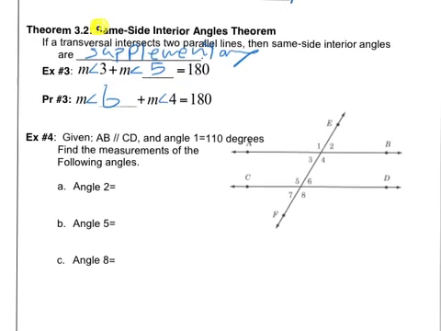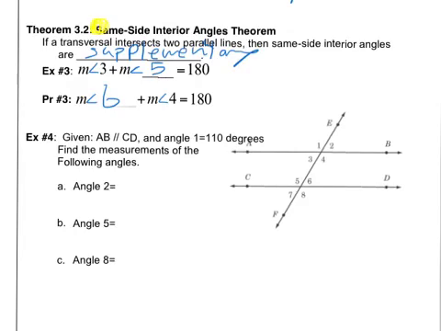Alright, so let's do some practice with this. It says given AB is parallel to CD, and angle 1 is 110 degrees. We want to find the measurements of the following angles, 2, 5, and 8. Well, this is how I recommend starting this. I say you just highlight.